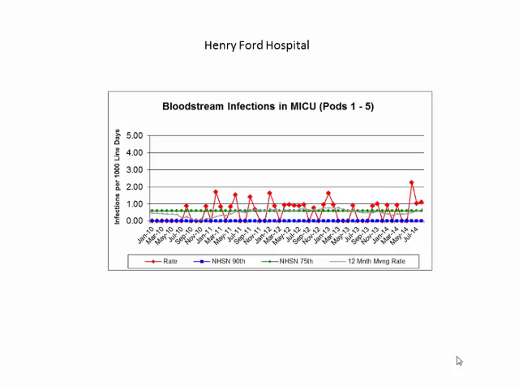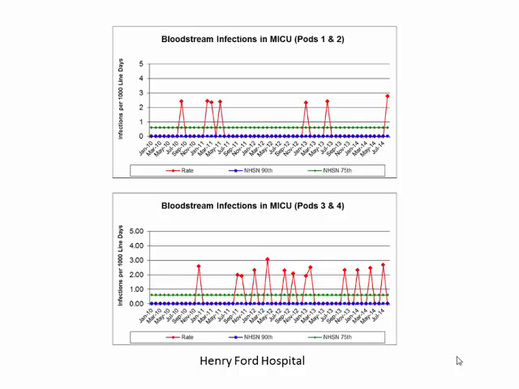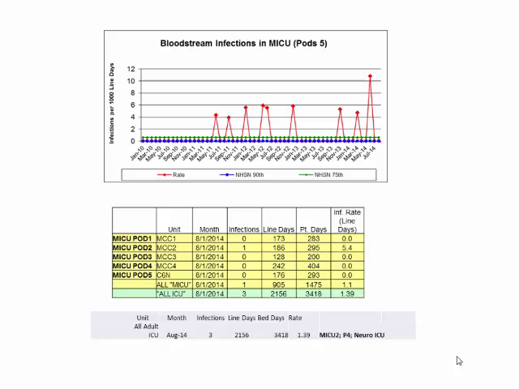So all ICUs, this is for MICU pods 1 to 5 in the same direction, Jan 2010 to July 2014. And if you want to go by each unit, this is pod 1 through 4, pod 1 and pod 2, pod 3 and pod 4, and that's pod 5. All of those end in July 2014. For August of 2014, which is a couple of months back, there was only one CRBSI in MICU pod 2, in no other MICU. So all MICU was just one. They had one in P4 and one in Neuro ICU. So all of August of 2014 they had 3.